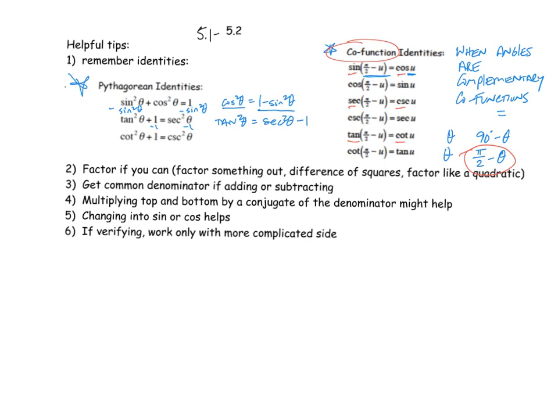Other helpful tips: factor things if you can. If you can factor something out, you might notice difference of squares or factoring like a quadratic. If you are adding or subtracting two fractions, make sure you get a common denominator. Multiplying by a conjugate might help. So this is like what we did when we had complex numbers. Do you remember how, if I had, let's say, 2 plus i in the denominator, we would multiply by 2 minus i, the conjugate? We might use that same idea, but with trig.